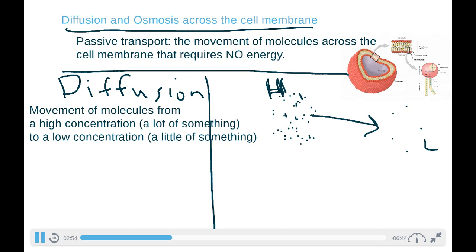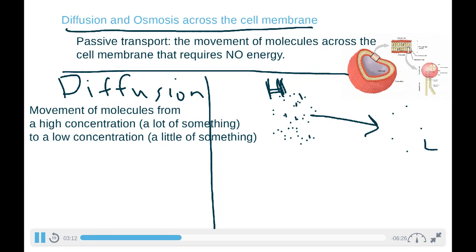An example of this might be smoke. If you were to light a match, you'd have a high concentration of that smoke around the match initially, but over time, the molecules from the match will spread out and move to areas of low concentration until they have reached an equilibrium.